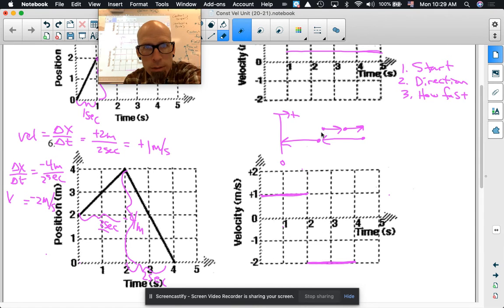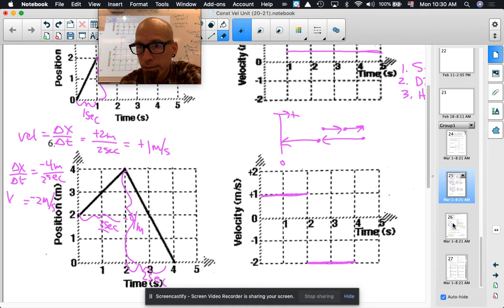This should be what your motion map looks like. It went in the positive direction, starting from a positive position for 2 seconds. Then it turned around and went all the way past where it started into the 0 position, and it only took 2 seconds. And so it did that way faster, so way longer arrows. I hope that makes sense. So that's page 2. Page 3.